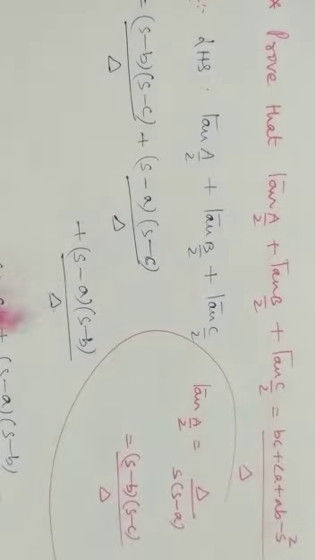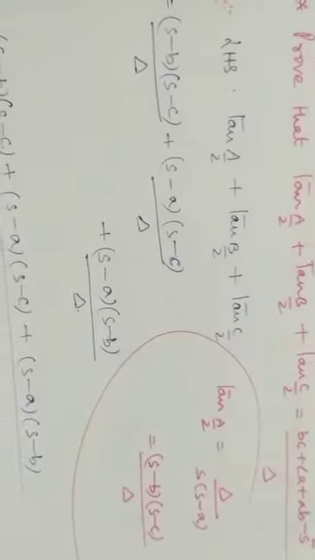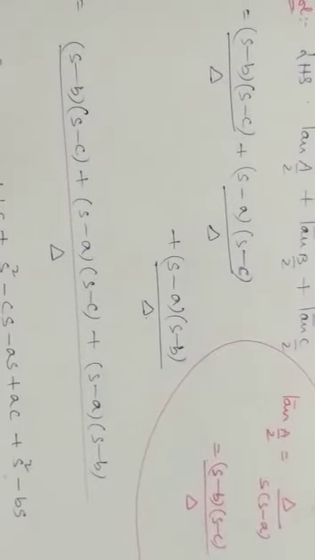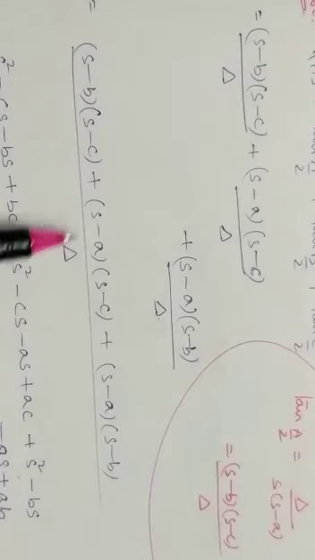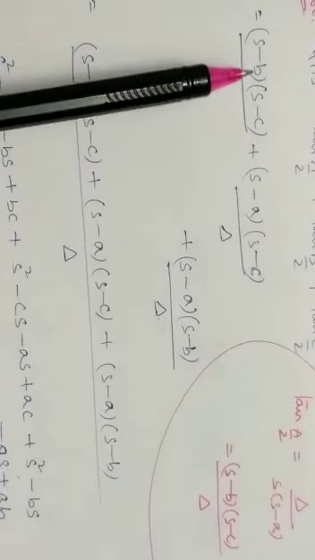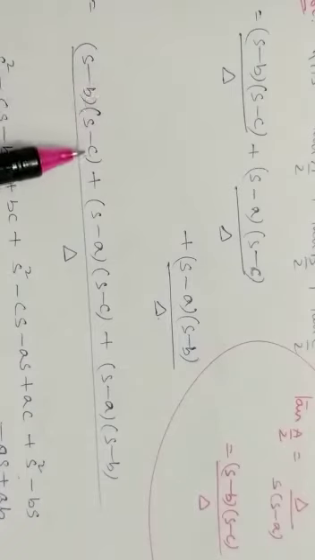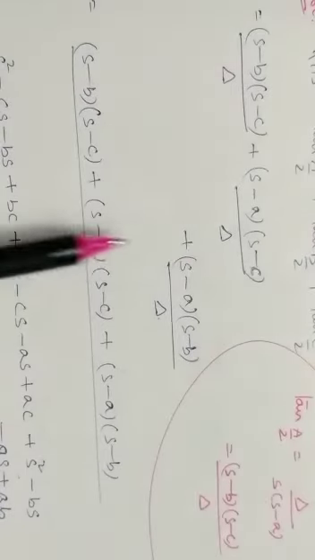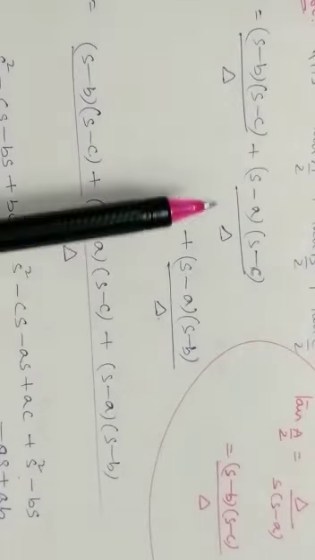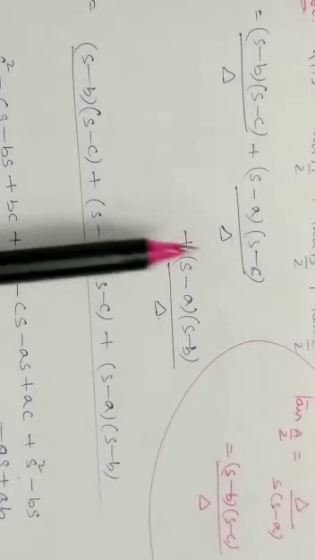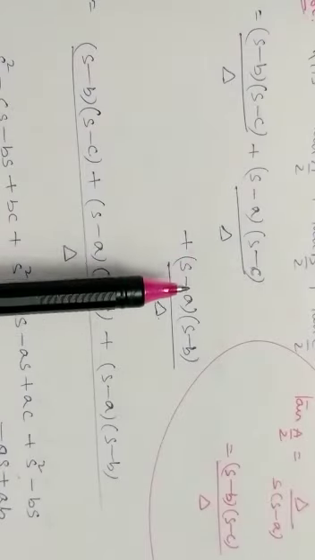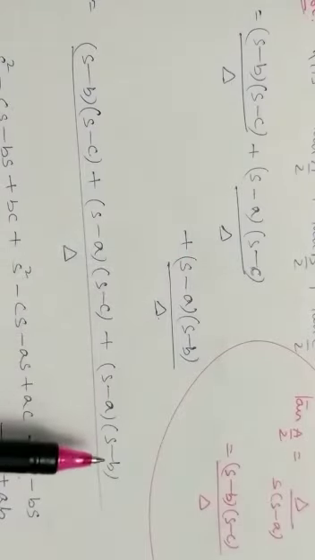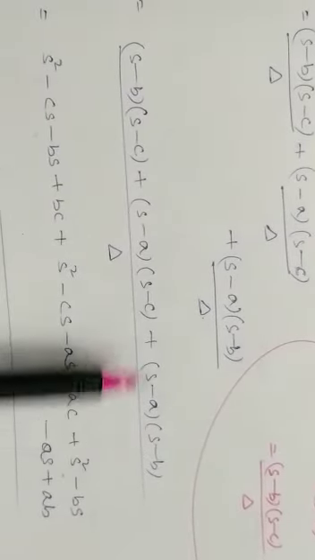All the three have the same denominator delta. So take LCM delta. Delta, delta, there is no extra. So write the numerator as it is: (s minus b)(s minus c). Plus, delta matches with the delta, there is no extra here. So write the numerator as it is: (s minus a)(s minus c). Plus the numerator (s minus a)(s minus b).